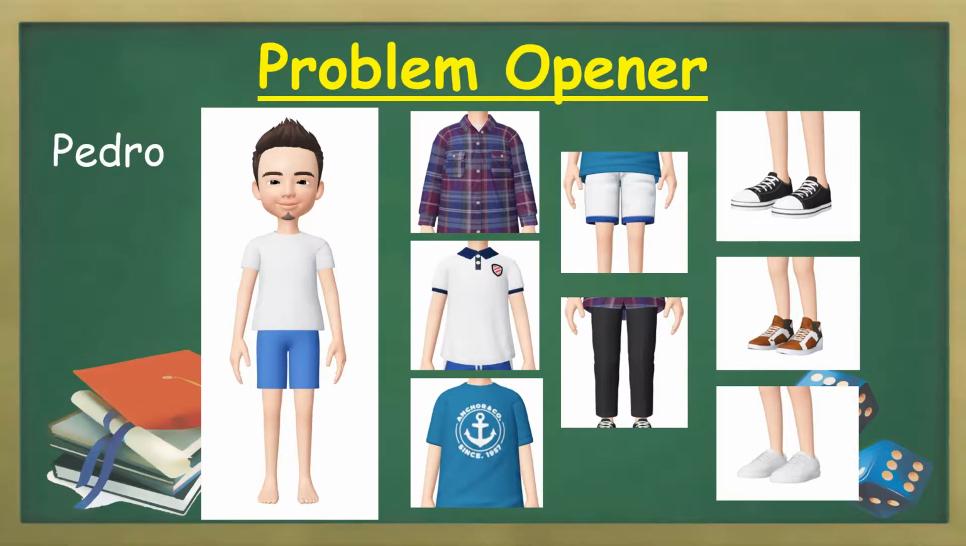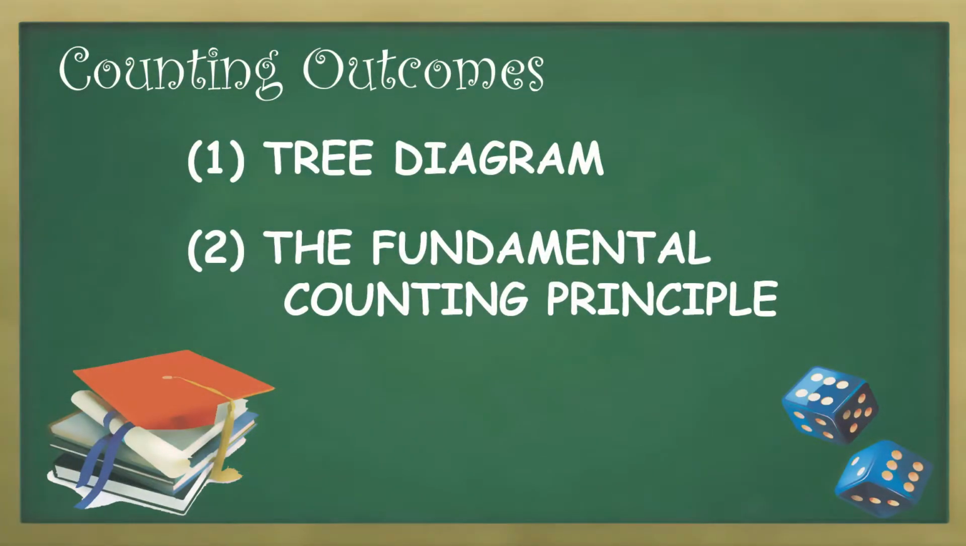So in this problem, making an OOTD is our experiment. And since we want to find the number of OOTD, then we are actually getting the sample space. So since we are counting the sample space, we can make use of the fundamental counting principle. When counting your outcomes, or when you're trying to get the number of your sample space, you can actually use two methods. The first one is using a tree diagram, and the second one is using the fundamental counting principle, which is our topic for this video.